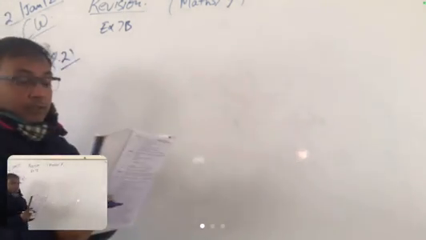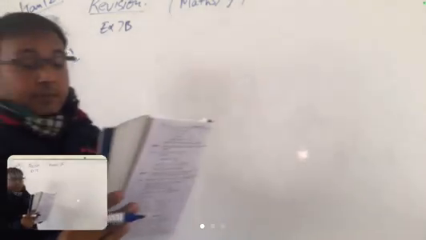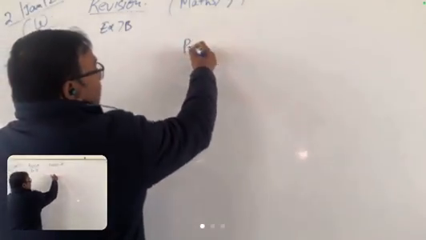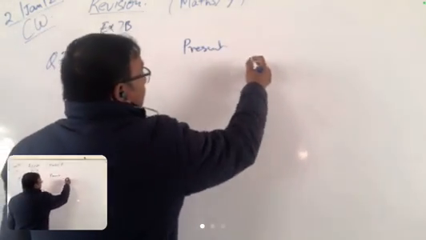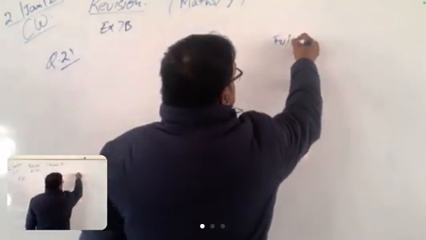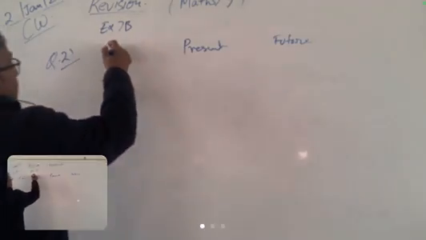Now the question number 21. 5 years ago, a man was 7 times as old as his son. 5 years hence, the father will be 3 times as old. Okay, see, there are three stages. One is the present, one is the future, and one is the past.